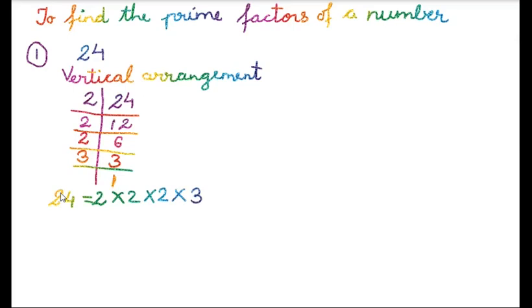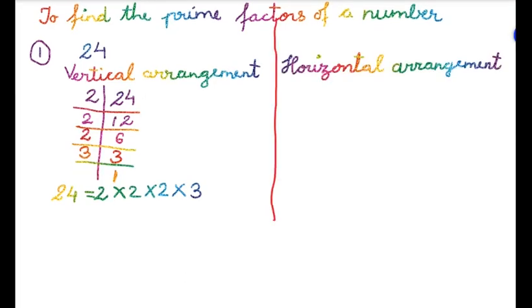Okay students. So what are the prime factors of 24? The prime factors of 24 are 2 multiplied by 2 multiplied by 2 multiplied by 3. So this is how we find the prime factors of 24 by vertical arrangement. Okay. Now we will learn how to find prime factors by horizontal arrangement. So now we will find the prime factors of 24 by horizontal arrangement.